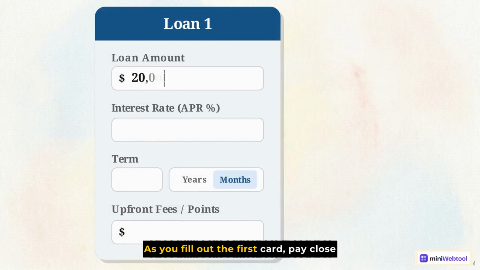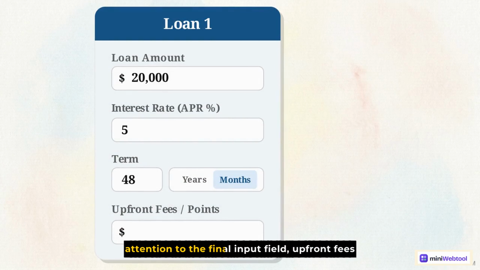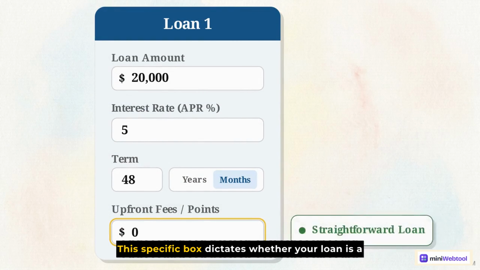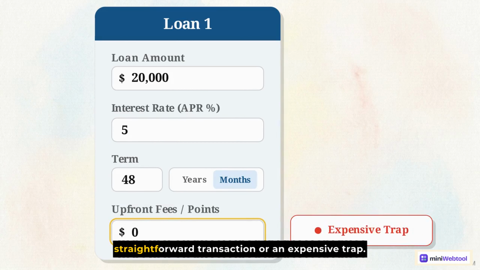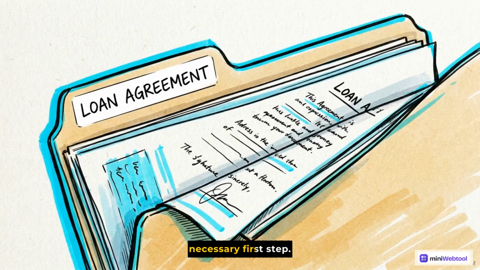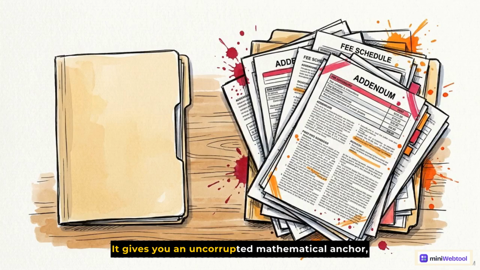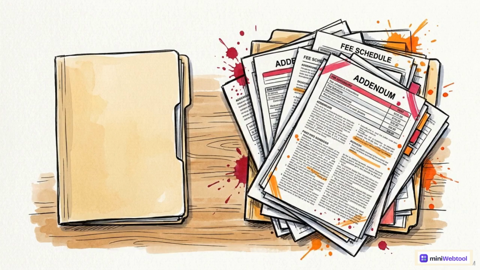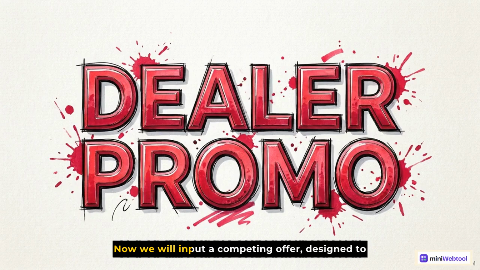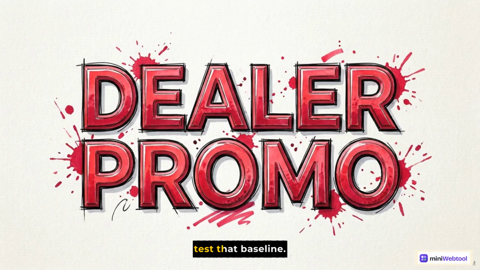As you fill out the first card, pay close attention to the final input field, upfront fees and points. This specific box dictates whether your loan is a straightforward transaction or an expensive trap. Building this clean, fee-free baseline is a necessary first step. It gives you an uncorrupted mathematical anchor, allowing you to accurately judge all competing, highly structured offers against a pure standard. Now, we will input a competing offer designed to test that baseline.